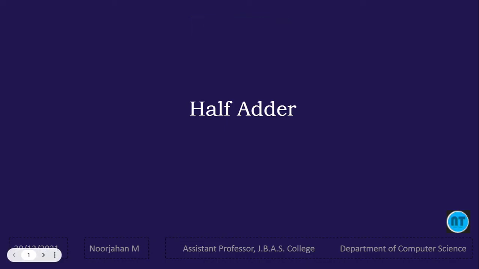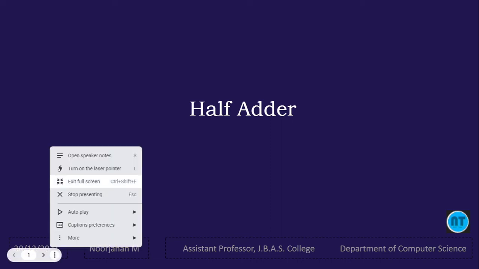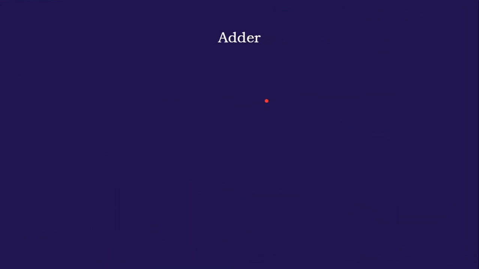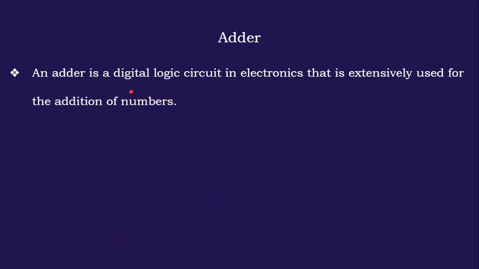Hello everyone, in this video we are going to see about the half adder. We know that an adder is a circuit to find the sum and the carry of the given inputs. Let us see the definition. An adder is a digital logic circuit in electronics that is extensively used for the addition of numbers.